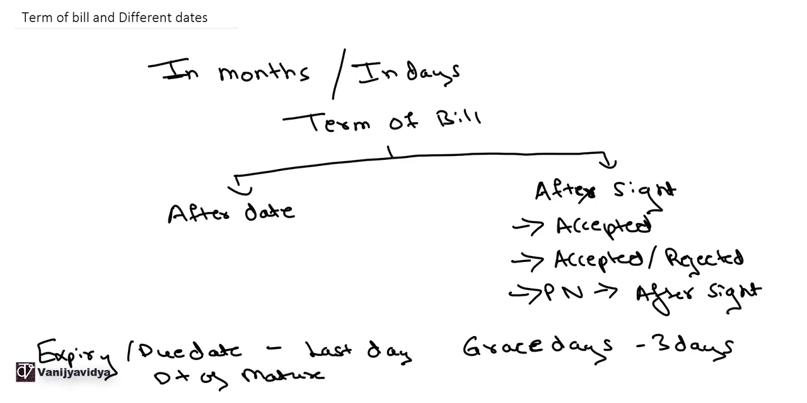So now the date of maturity of the bill is your expiry date or due date plus 3 days. So this is the date of maturity of the bill. But there are some exceptions to this.